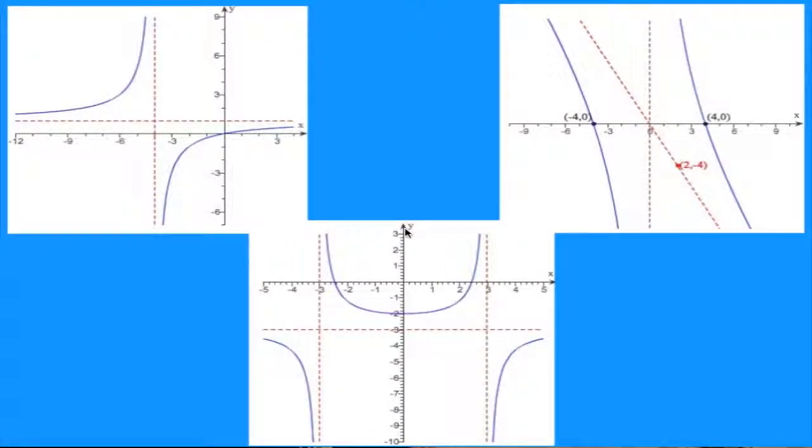Okay, now we're asked to give the domain and the range of the function by just looking at the graph. It's a piece of cake. Look, your domain. What's your domain? Well, your domain is just your vertical asymptote, and the vertical asymptote is crossing at -4.